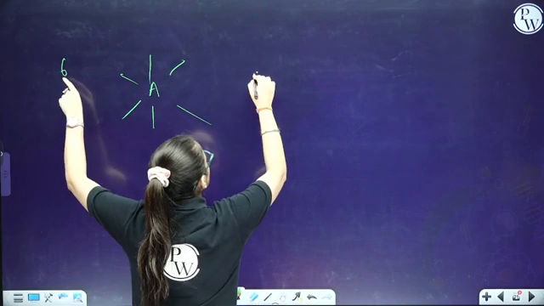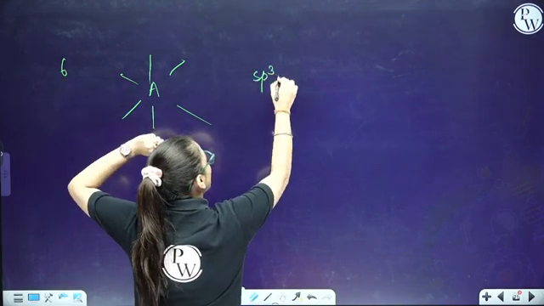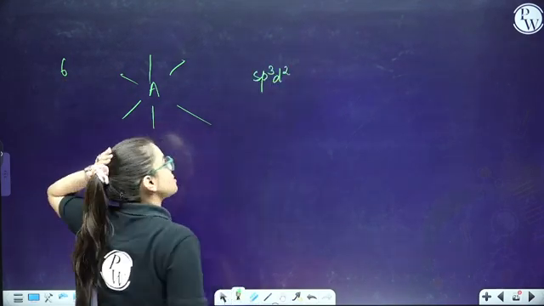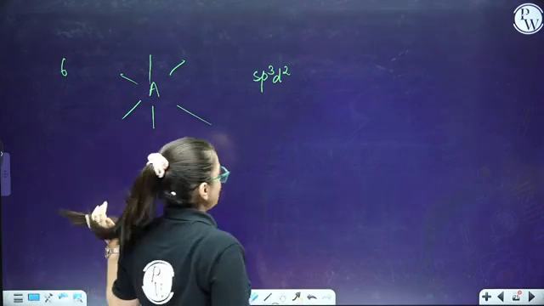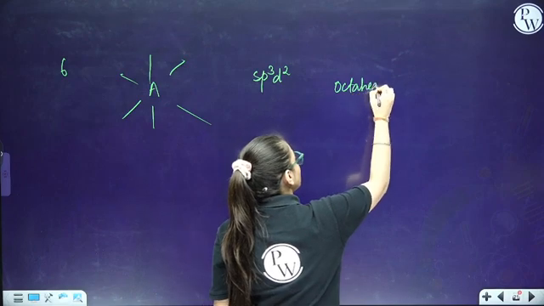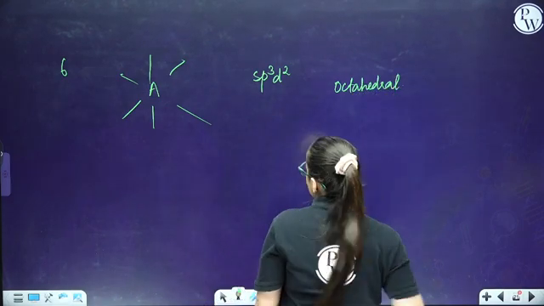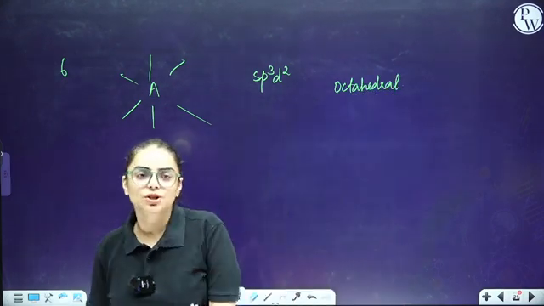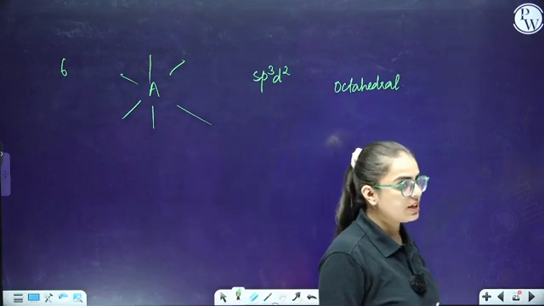What will be the hybridization? 1s, 3p, that means 4, 2d, that means 6. sp3d2, that means 6. So it is octahedral. It is what? Octahedral geometry. Clear everyone now? This was hybridization part 1 that we have done now.